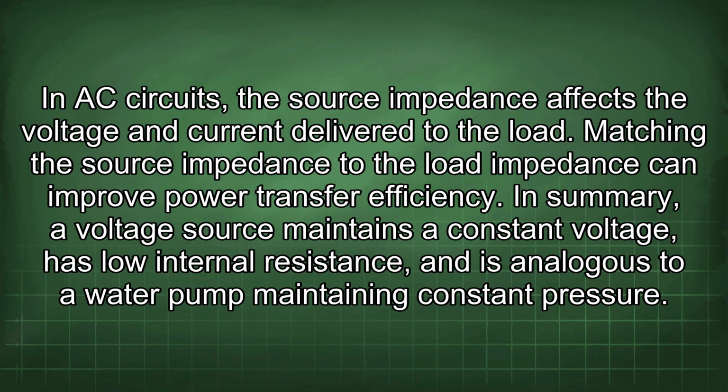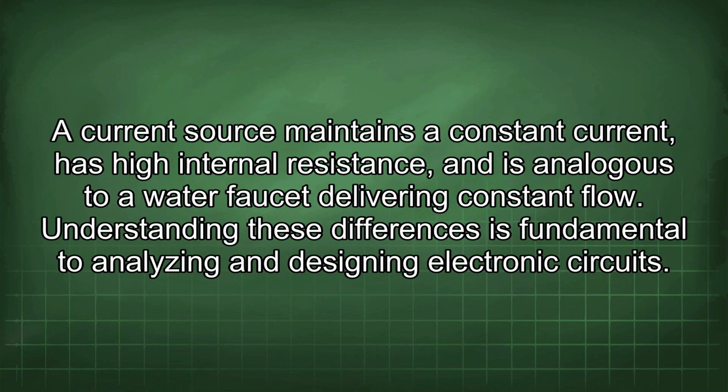In summary, a voltage source maintains a constant voltage, has low internal resistance, and is analogous to a water pump maintaining constant pressure. A current source maintains a constant current, has high internal resistance, and is analogous to a water faucet delivering constant flow. Understanding these differences is fundamental to analyzing and designing electronic circuits.